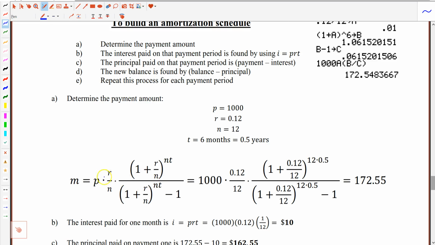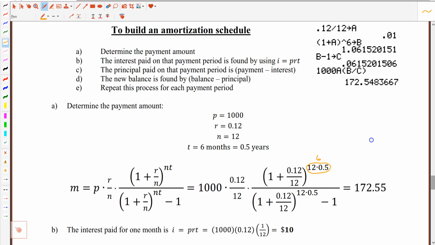Alright, so here is our amortization formula. I put 1,000 in for the loan amount. My rate is 0.12 divided by 12. That's repeated here, and that's raised to the exponent of n times t, so 12 times 0.5. This exponent up here gives you 6. And that should seem reasonable because this exponent also indicates for installment loans how many payments are made to pay off the loan. So since I have 6 months to pay off the loan, I'm going to be making 6 payments total. And then down here I have this repeated and then minus 1.